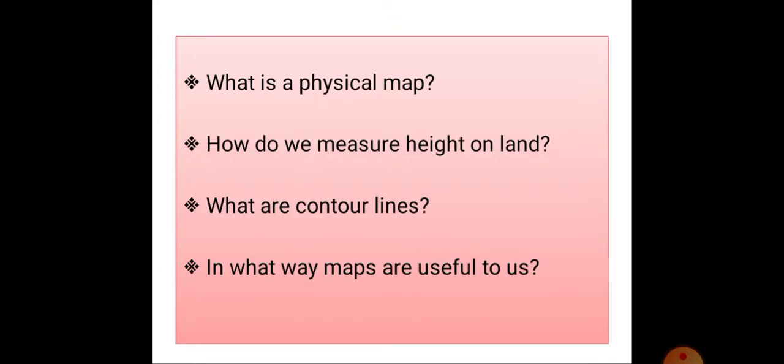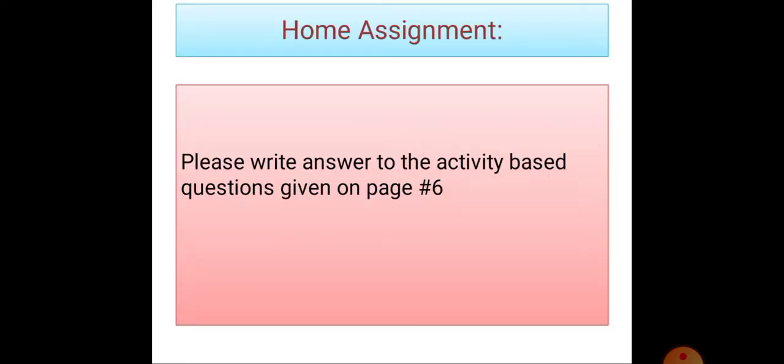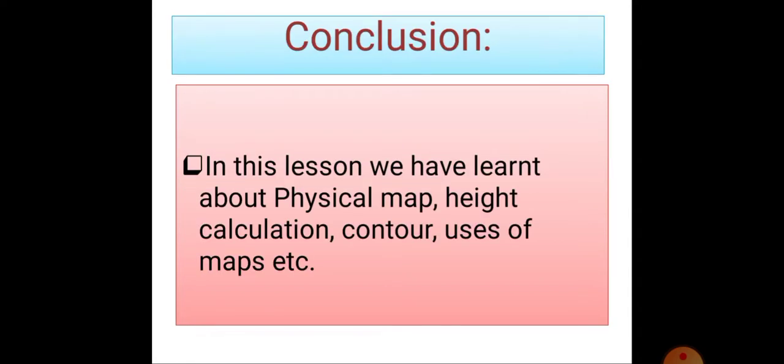Now what we have learned, we have learned about physical maps. We have seen how to measure height on a map, which is above the sea level. And then what are contour lines, lines which are joining the same height on the land, or equal height, we can say. In what way maps are useful, we have seen and heard now. And there's an activity on page number 6. I would like you to answer the questions. So that's your home assignment. Hope you would go through the activity and you would enjoy that.